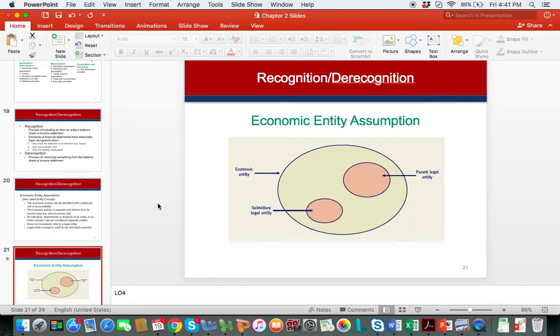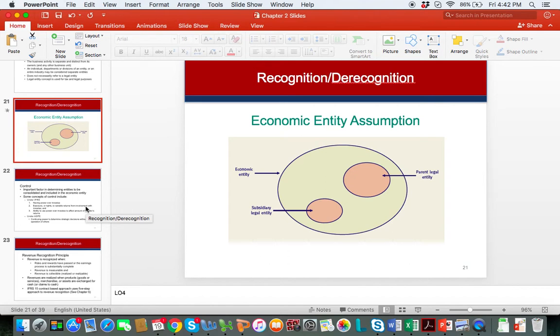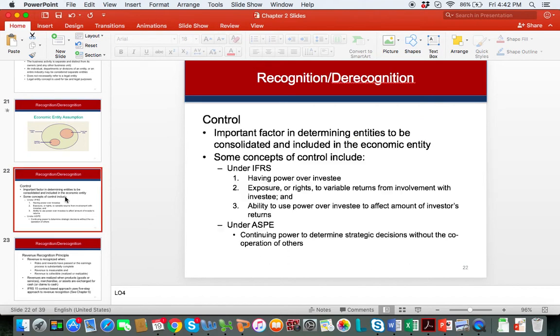If we look on the next slide, you can see you have the parent or the legal entity, you have the subsidiary or the legal entity, and then you have the economic entity. So it's the economic. What are you making your money from? In that example, you're making money from leasing aircraft to airlines around the world.